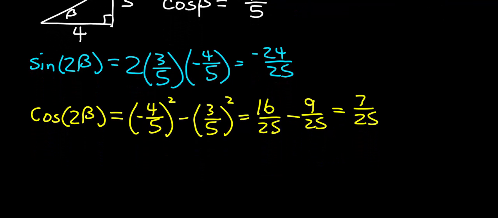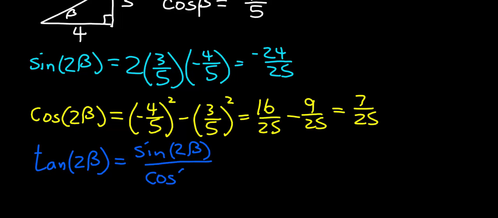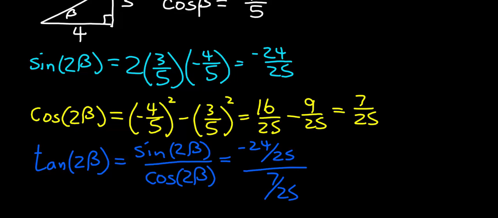Now, while we're at it, we could go ahead and get tangent. Because remember, tangent 2 beta, even though I didn't give you a formula for it, we know that tangent is sine over cosine. Okay? So we've got sine 2 beta is negative 24 over 25, and cosine 2 beta is 7 over 25. And if we just multiply the top and the bottom by 25, we get that tangent of 2 beta is going to be negative 24 over 7.